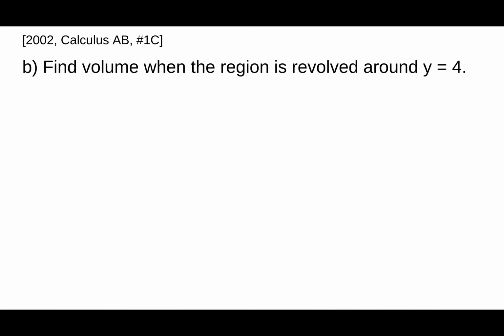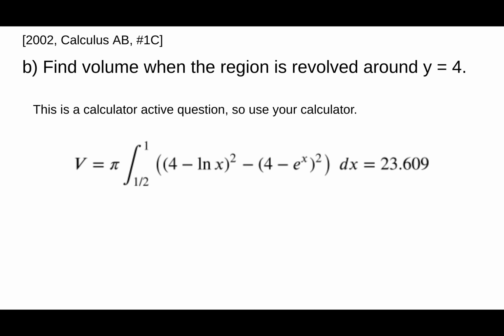In part B of the question, we are asked to find the volume when this region is revolved around the line y equals 4. All right, this is a calculator active question, so again, we're going to have our calculator do the heavy lifting here, but we do have to set up our integral correctly. This is a volume by revolution, so it is going to be pi times the integral from 1/2 to 1 of our big outside radius, big R of x, which would now be 4 minus the natural log of x, squared, minus our shorter inside radius squared, and our shorter inside radius would be 4 minus e to the x, squared.